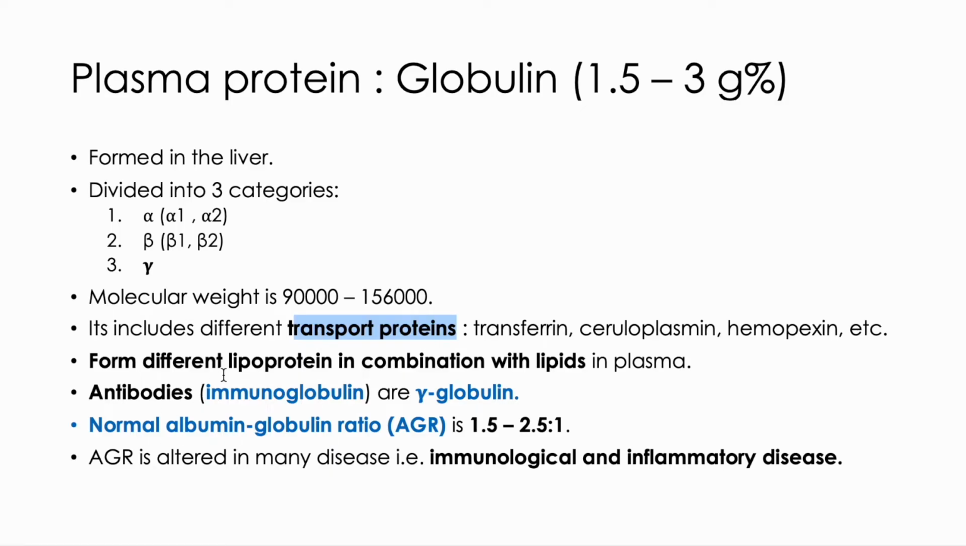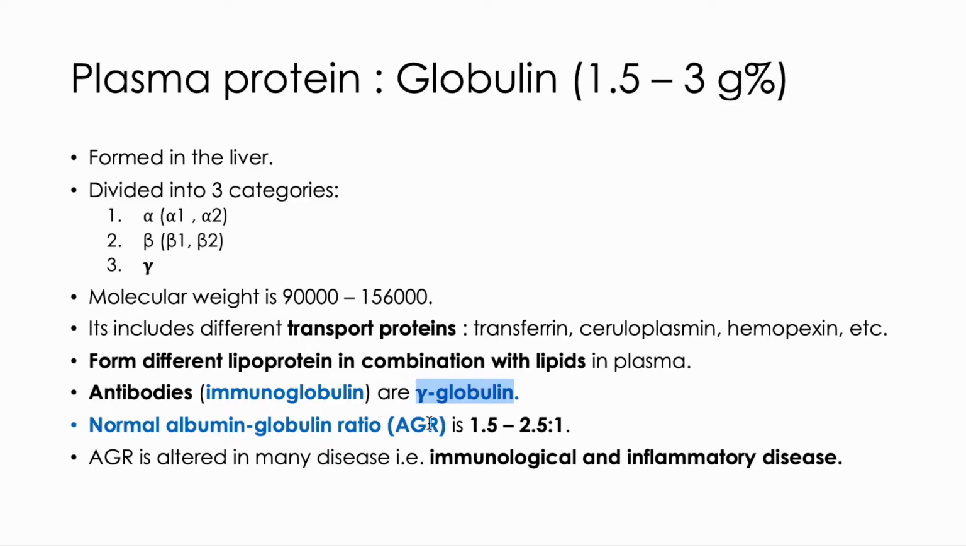Okay, and then we have lipoprotein. When it's combined with the lipid, we will form the lipoprotein. So lipid mean lipid lah, protein lah, so jadi lipoprotein. And then part of the globulin is actually the immunoglobulin, the one that you use as the antibody lah. Basically that type of protein is the gamma globulin. Alright, so normal albumin to globulin ratio, we measure it as AGR.